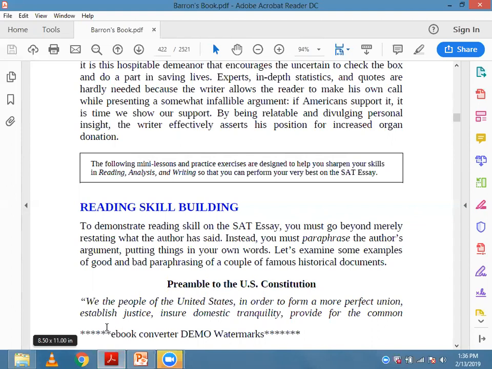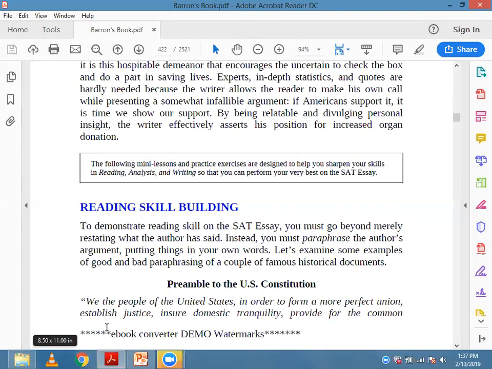Now, I'm going to break down all these categories for you one by one. So let's start with the reading skill building. As the name suggests, reading skill building is about active reading. Now, many of you might ask what active reading is. Active reading is basically just being alert and being able to understand the key points when you are reading.